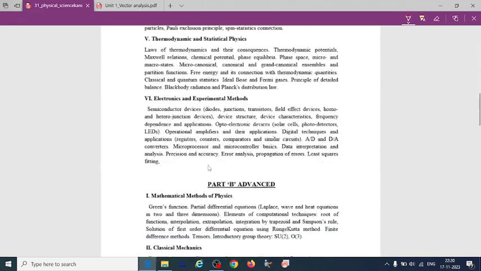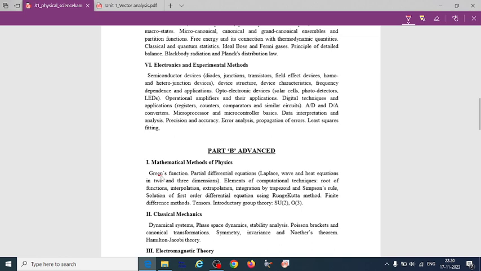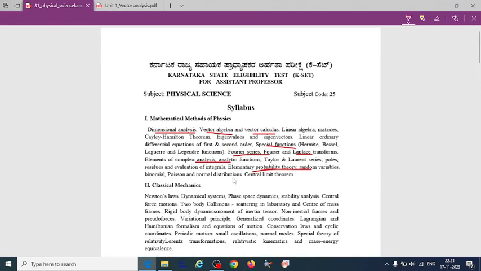Then in part B, if you take Green function, especially numerical techniques like Simpson's rule, trapezoidal rule, and Runge-Kutta method, these are very important topics, as well as group theories, special unitary group. Today we will discuss vector algebra and calculus.